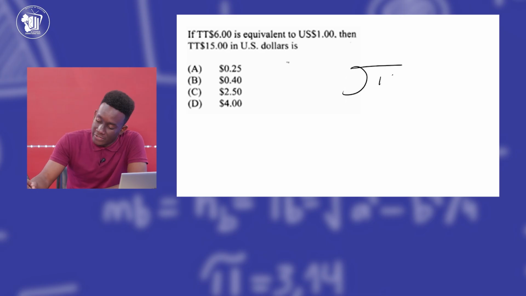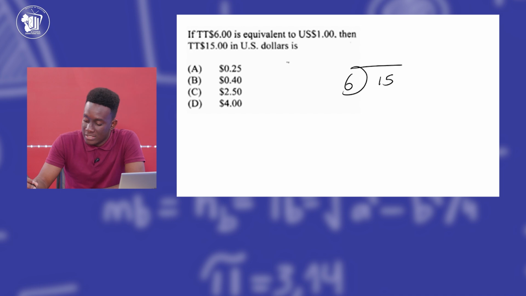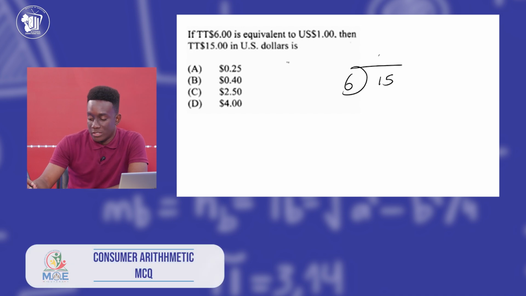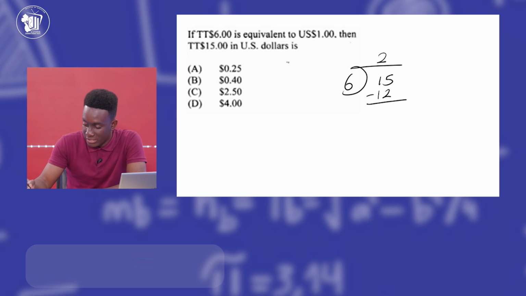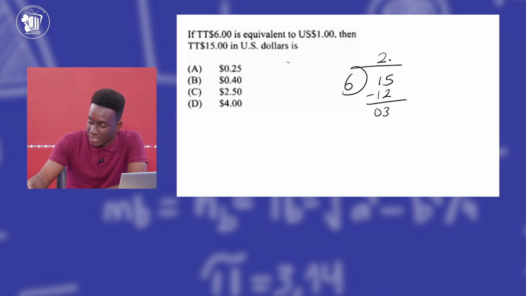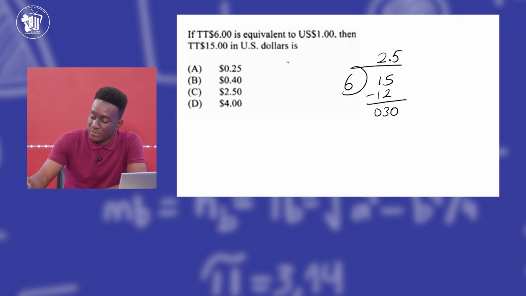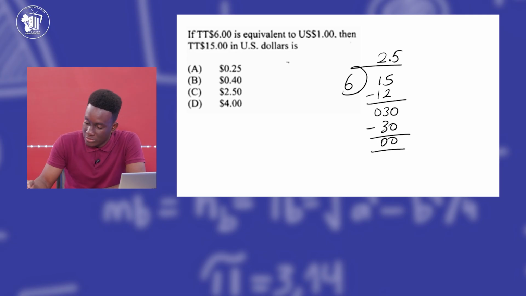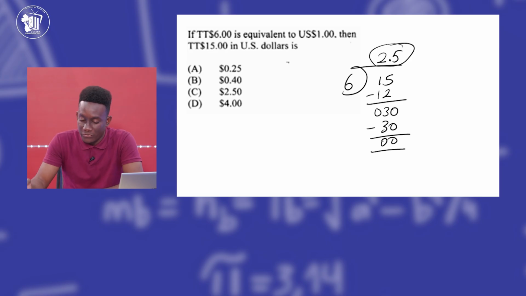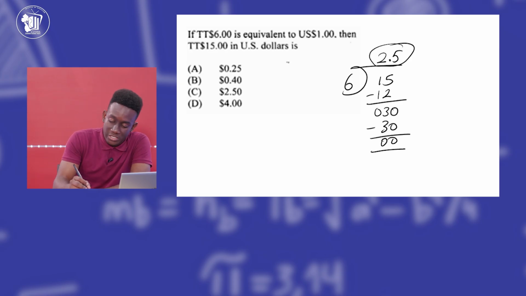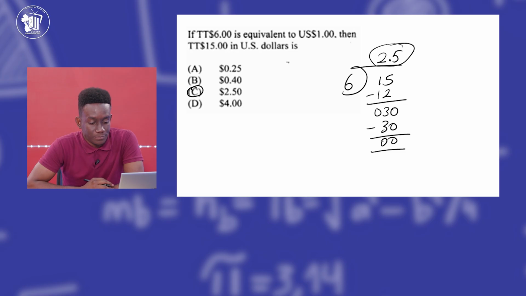So we divide the 15 by 6, so 6 can go into 15 2 times. 6 times 2 is 12, so we subtract here, we'll get 3. So 6 can go into 3, so we add a decimal point and we add a 0. So 6 can go into 30 5 times, so 6 times 5 is 30, so we subtract there, we get 0. So 15 TT is equivalent to 2.5 US dollars, which is simply C.